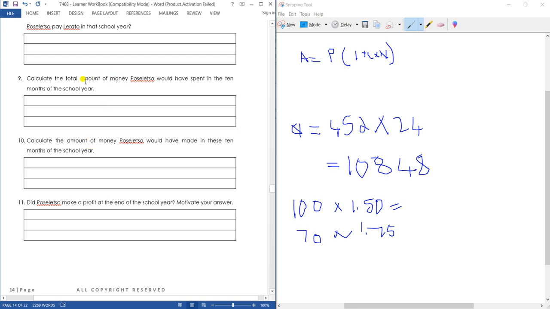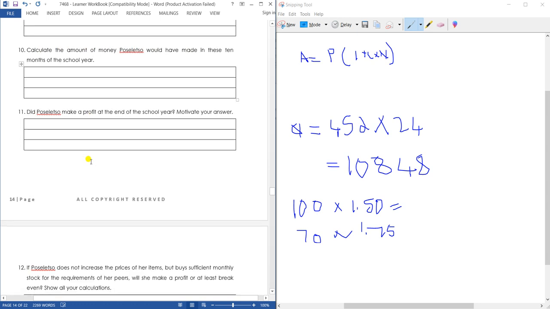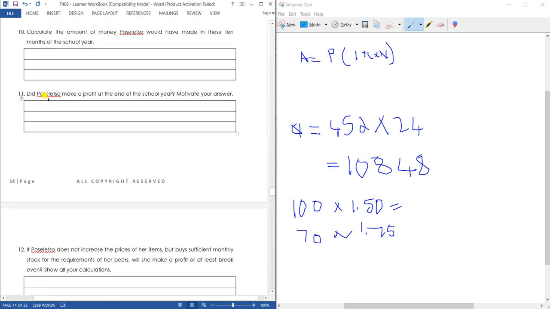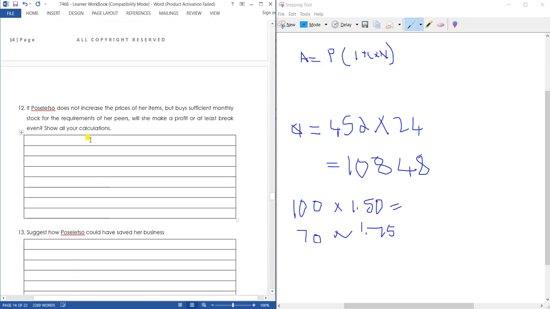So in number 9, you need to calculate the total amount of money Puseletso would have spent. In number 10, you need to calculate the total money Puseletso would have made in the 10 months. So number 9, you are calculating the money spent in 10 months, and in number 10, the money made in 10 months. Number 11, did Puseletso make a profit at the end of the school year? You need to motivate your answer.